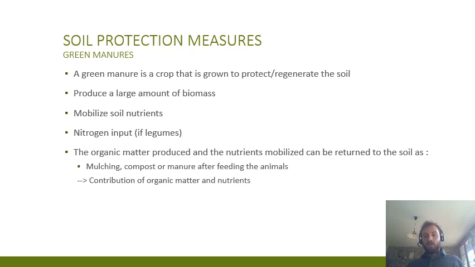It can be used to add nitrogen to the system if it's a legume. And then from the green manure, you produce a lot of organic matter that can contain a lot of mobilized nutrients or fixed nitrogen, and you can then bring it to the soil either as a mulch, by composting it, or by feeding it to the animals and then bringing the manure to the soil. So by all these ways, you will get organic matter and nutrients to your soil.